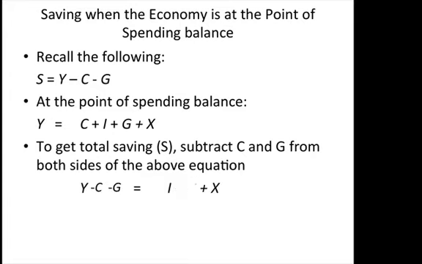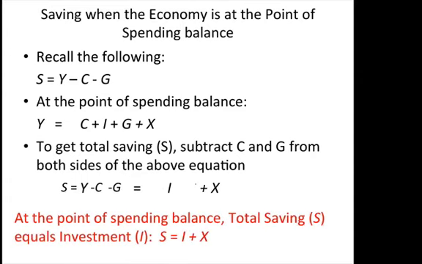We have saving, which is equal to what? Y minus C minus G is equal to investment plus net exports. So even in this model, this relationship between saving and investment and net exports still holds. So again, the important point is that at the point of spending balance, saving will be equal to investment plus net exports.